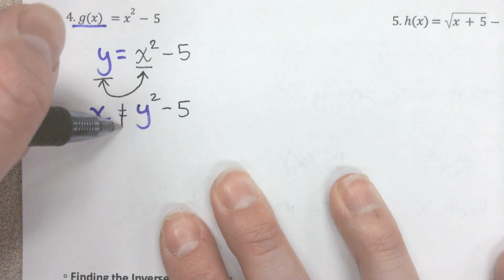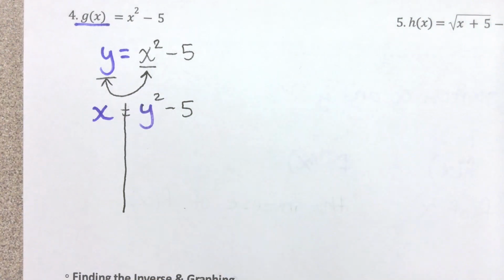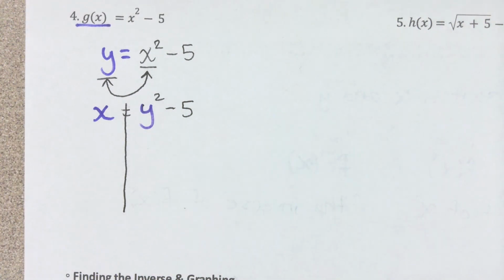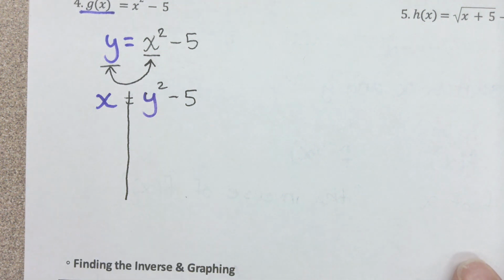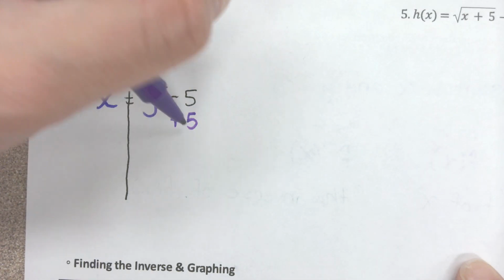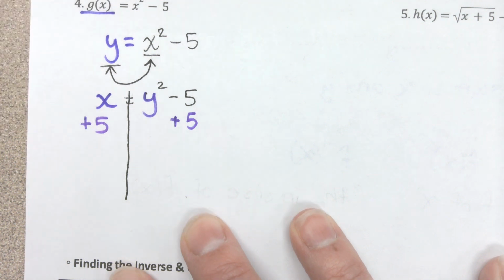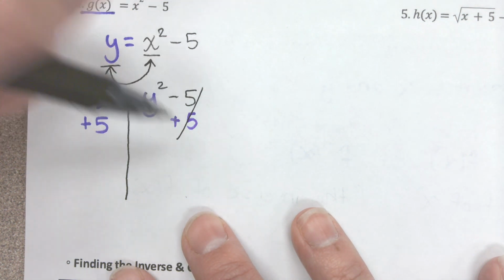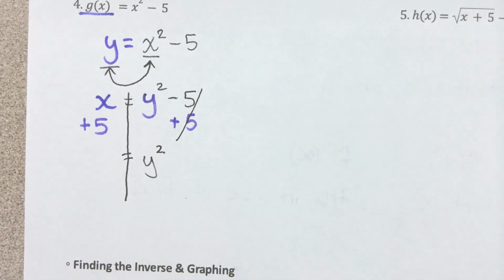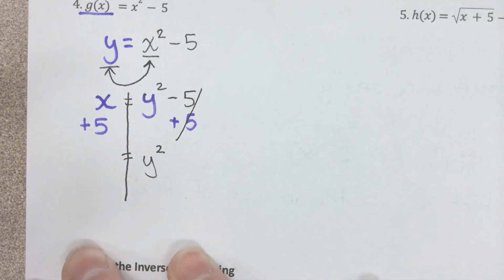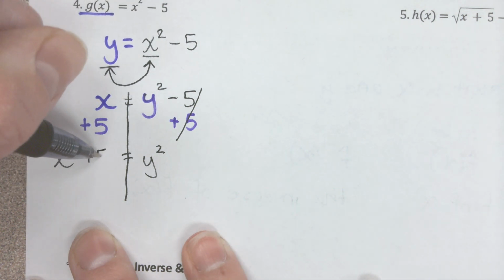From here, I need to get y by itself again. First thing I can move is the -5. That's a minus 5, so I'm going to plus 5 on both sides. -5 plus 5, those are going to cancel. We just have y squared on the right side. Left side, again, we can't add x and 5. They're not like terms. So we just bring it down, x plus 5.